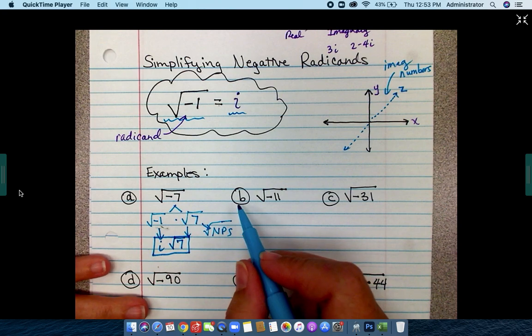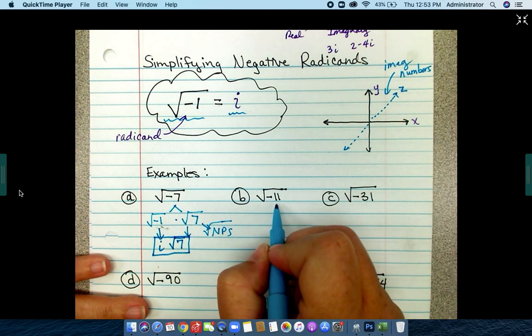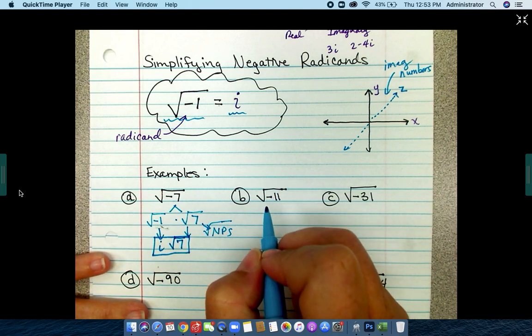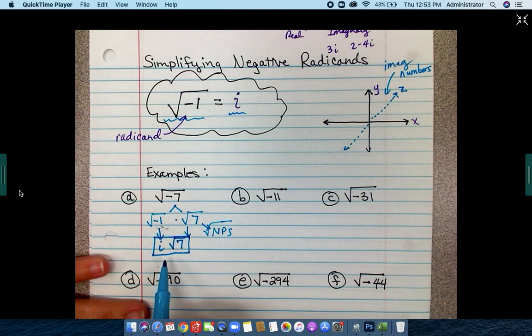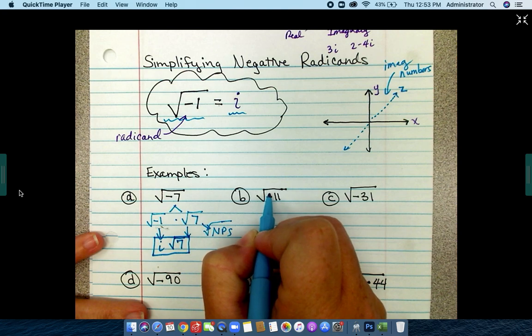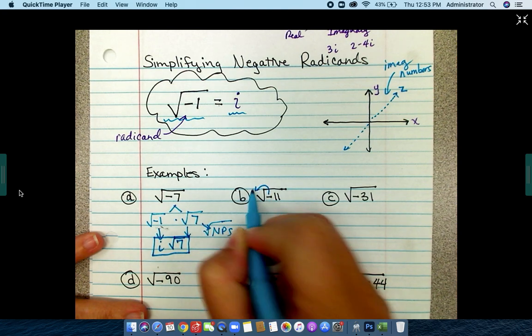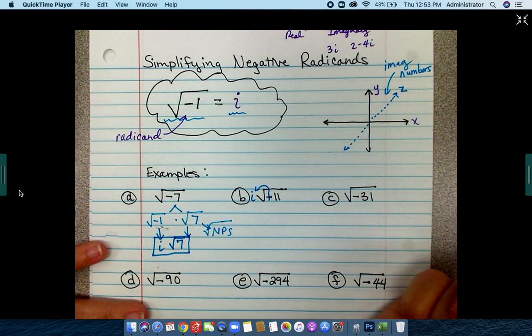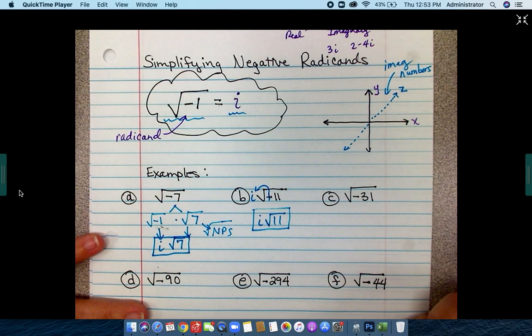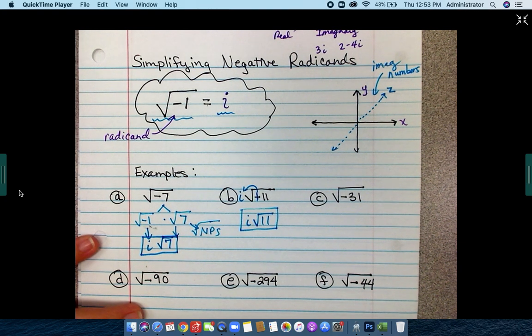If we take a look at B, same thing. We have an 11, which is a prime number. Its only factors are 1 and 11. None of those factors are perfect squares. I don't do this every time I do a problem. What I want you doing is to think of this as taking the i out and putting it out front and making that positive. Therefore, our answer would be i square root of 11. So that's not hard at all, right? Just take your negative out and put an i in front.